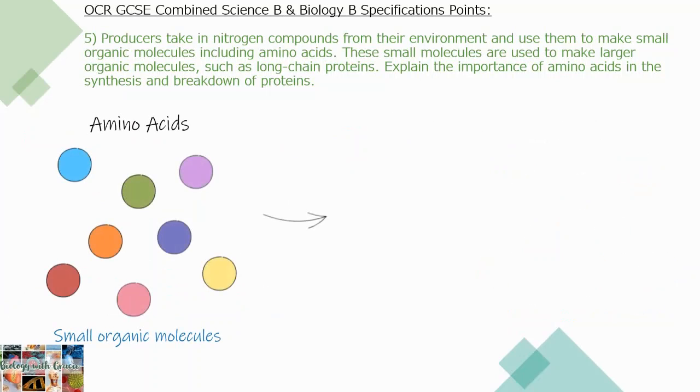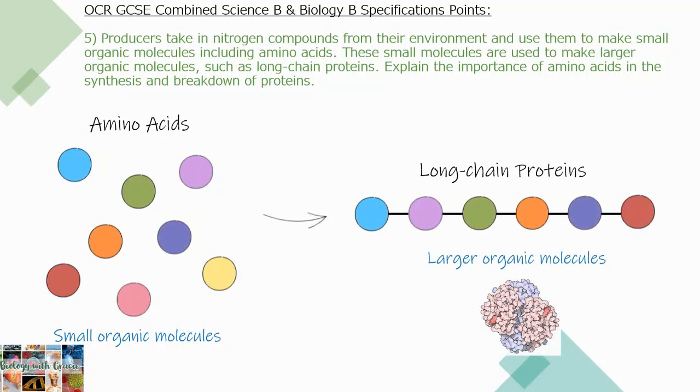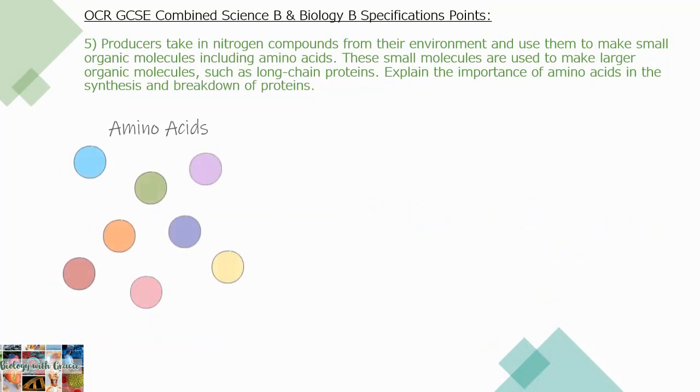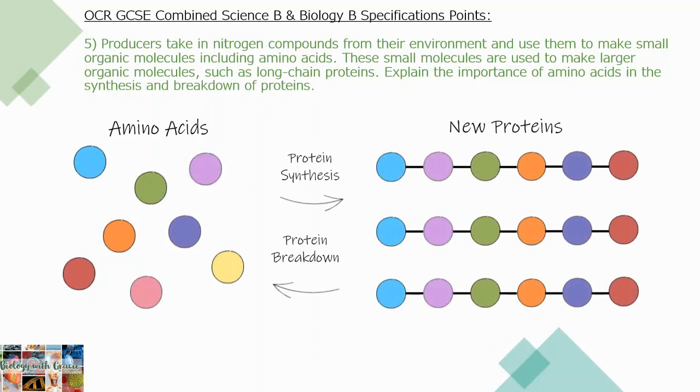These amino acids, which are small organic molecules, are then used to make larger organic molecules such as long-chain proteins. So amino acids are very important in protein synthesis and also in protein breakdown. Amino acids are linked together by peptide bonds to form new proteins, and when the bonds between these amino acids in the new proteins are broken, there is a protein breakdown into amino acids.